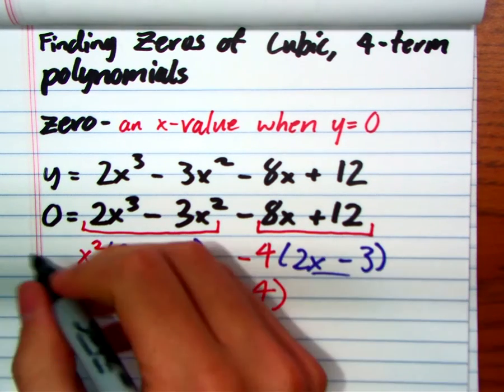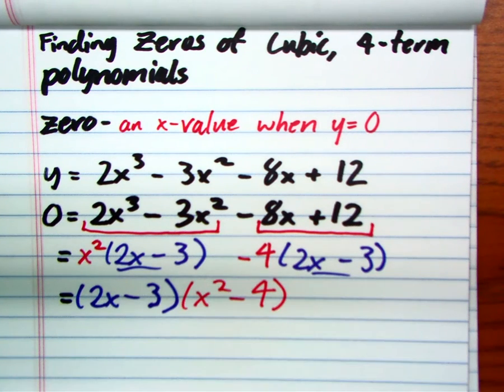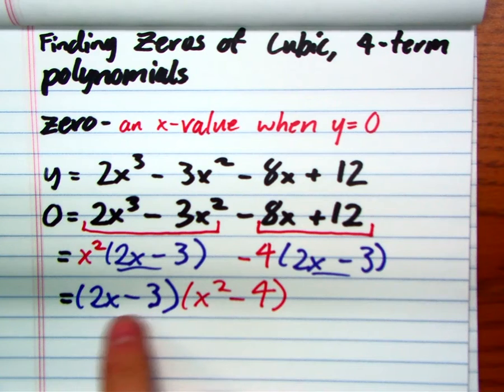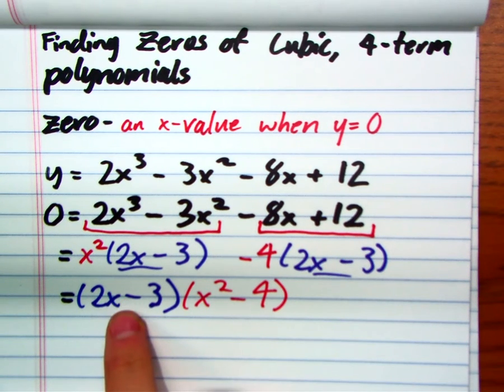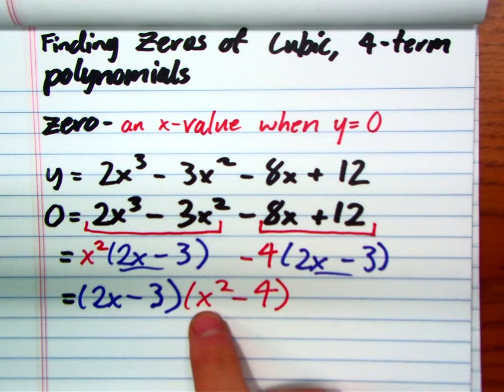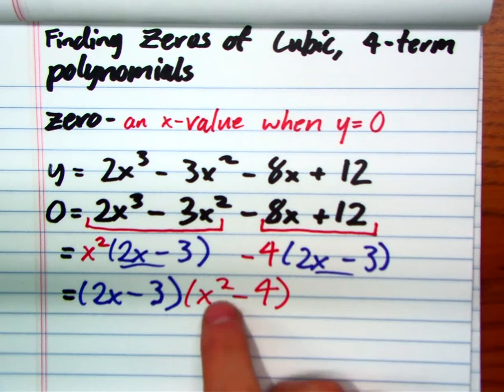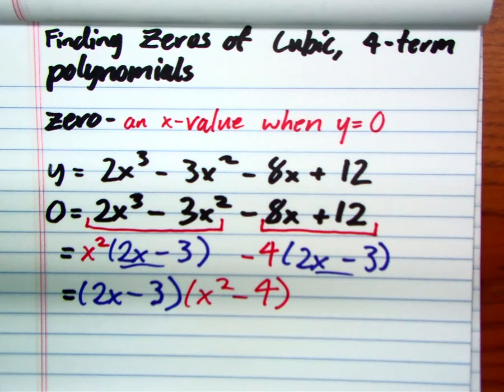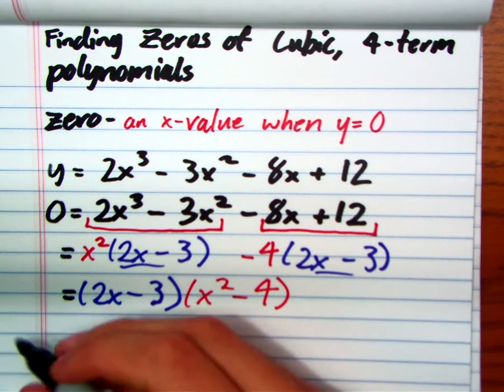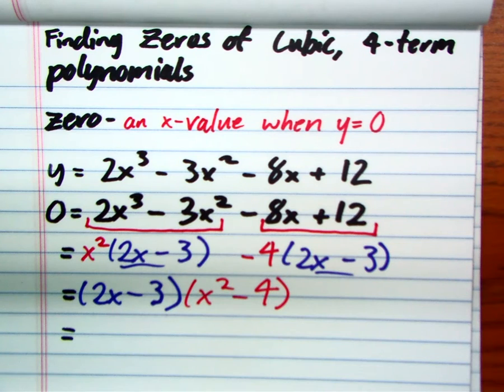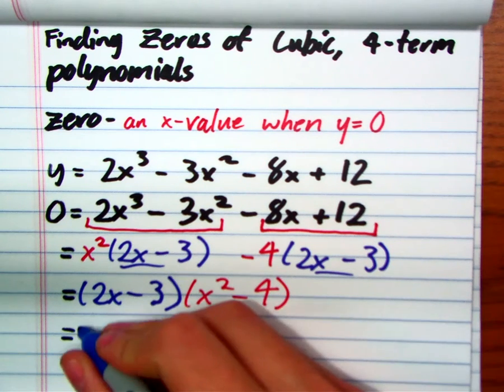Now, am I done factoring, or is there still more to do? Well, 2x minus 3, that's already linear. It's first degree. There's not going to be anything I can factor out of that. But here's an x squared minus 4. That's a quadratic. I might be able to factor that. And in fact, I can. The way that I do that is by noticing that it's a difference of squares.